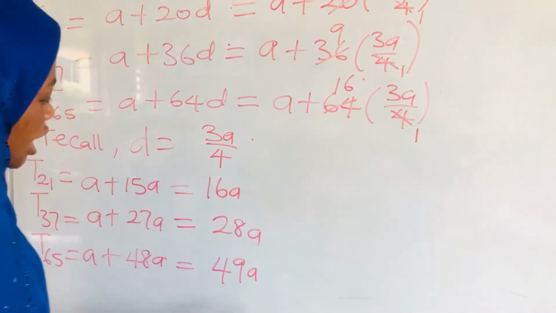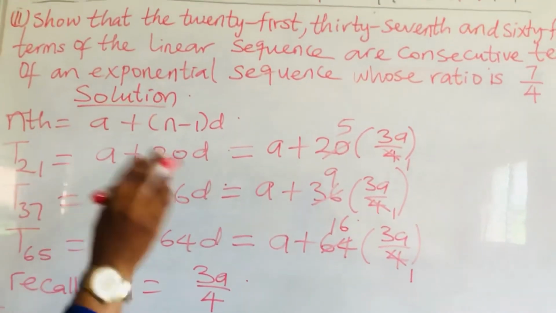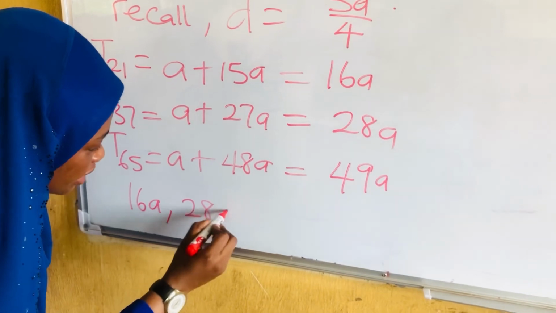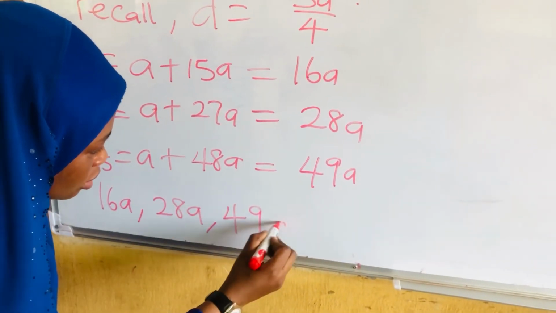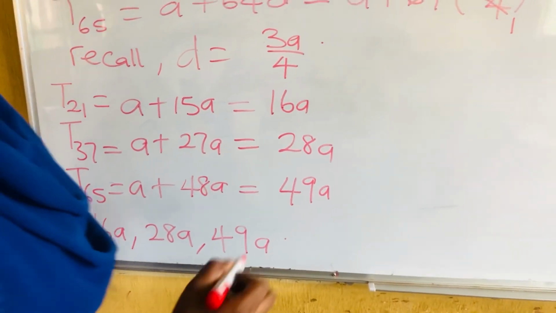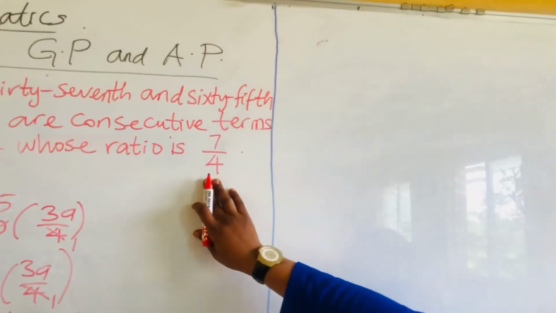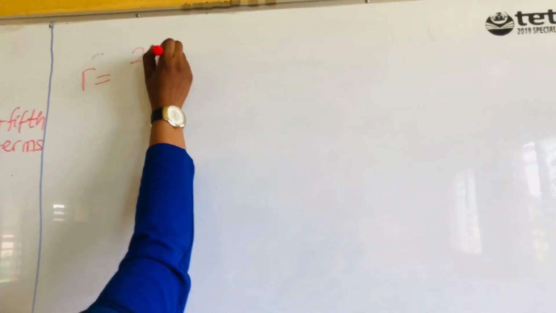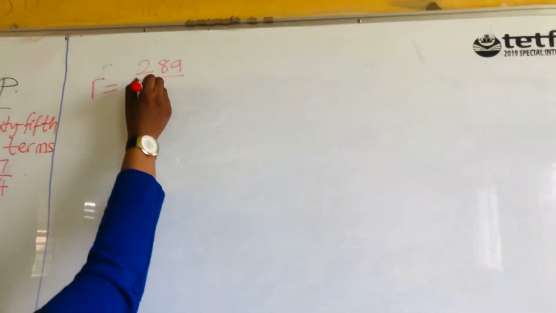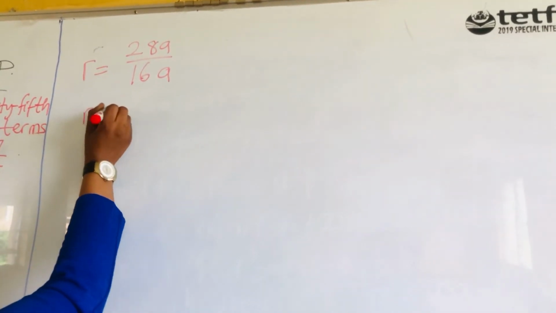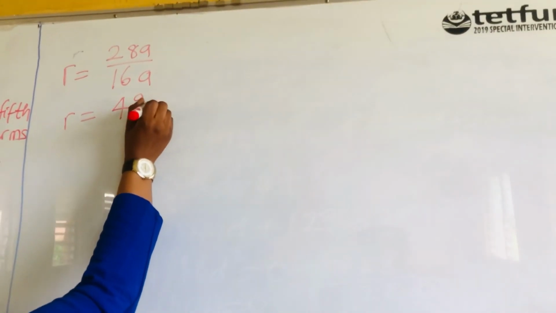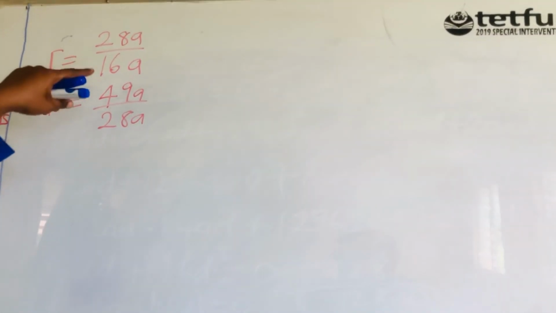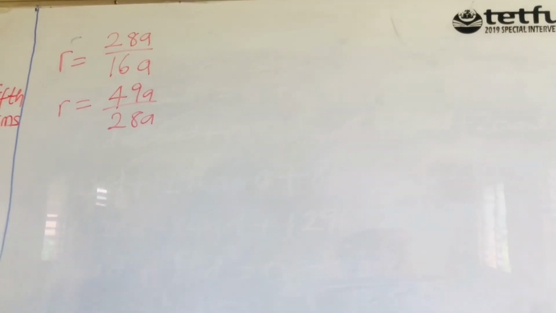So all these ones, they are now the consecutive terms of an exponential sequence. So the first term will be 16a followed by 28a followed by 49a. So they are in GP. So now we want to show that the common ratio is equal to 7/4. So here, the common ratio will be the second term, which is 28a, divided by the first term, which is 16a, and also the third term, which is 49a, divided by the second term, which is 28a. So we want to show whether these numbers are going to give us 7/4.